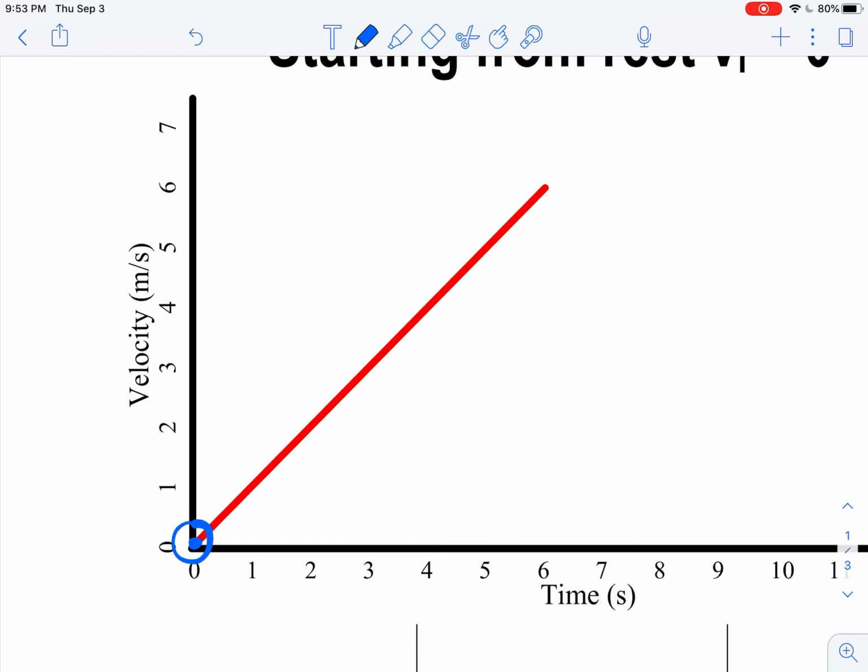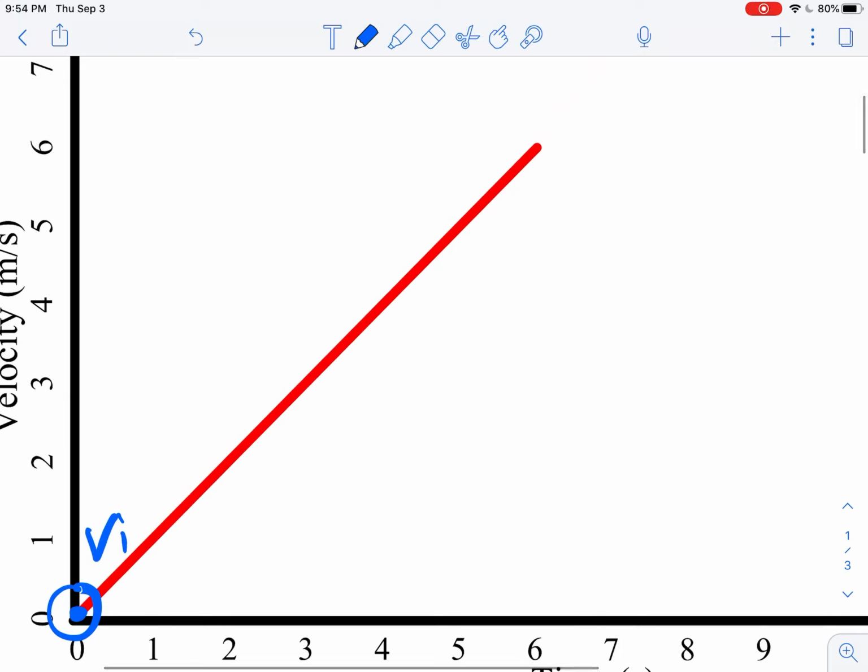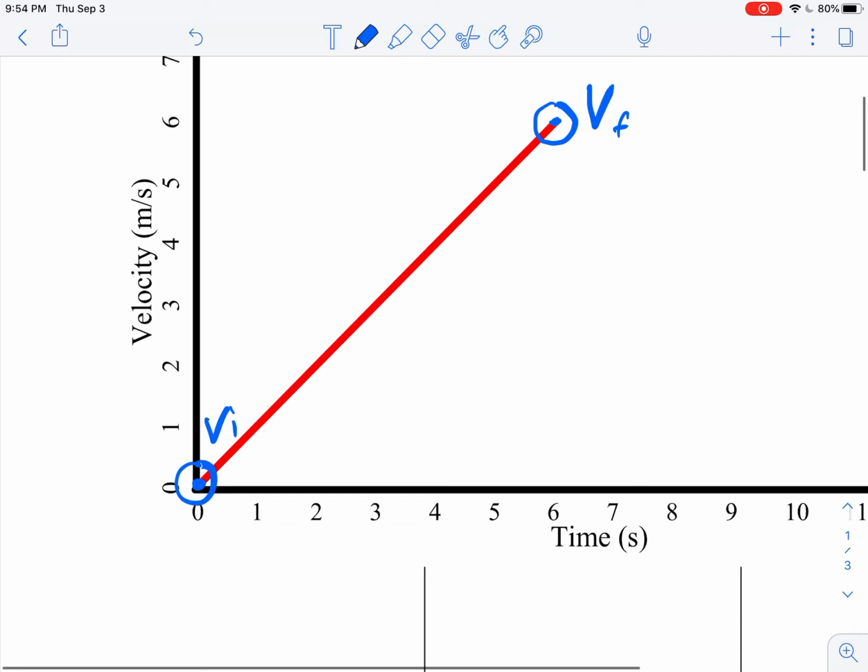I'm going to pick a couple points on the graph. Remember, we graph donuts in physics, so I'm going to put this point here. It's the first point that's on the graph, so I'm going to give it a name. I'm going to call this VI, where I stands for initial. In fact, I think I'm going to put it over here, like that. And then at the end of the plot here, up at about 6 seconds, the velocity is about 6 meters per second. I'm going to call that VF. The F stands for final.